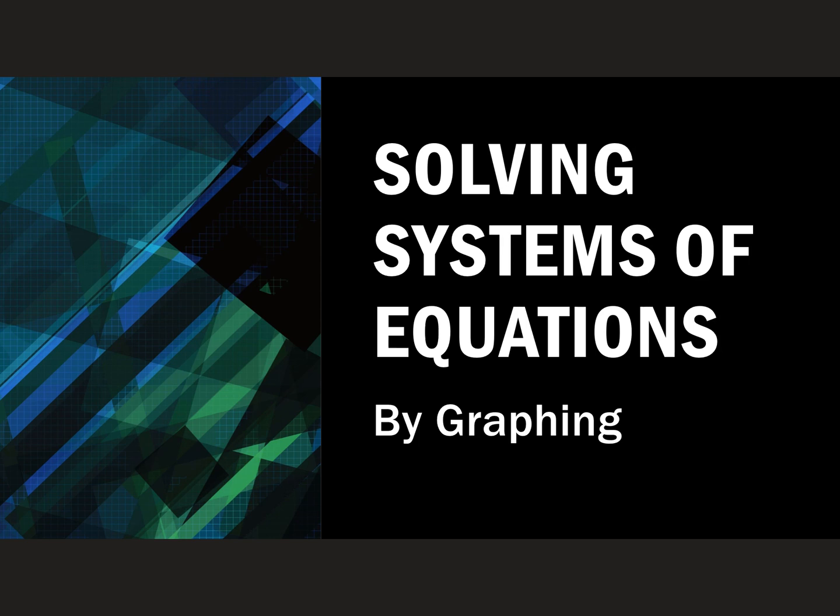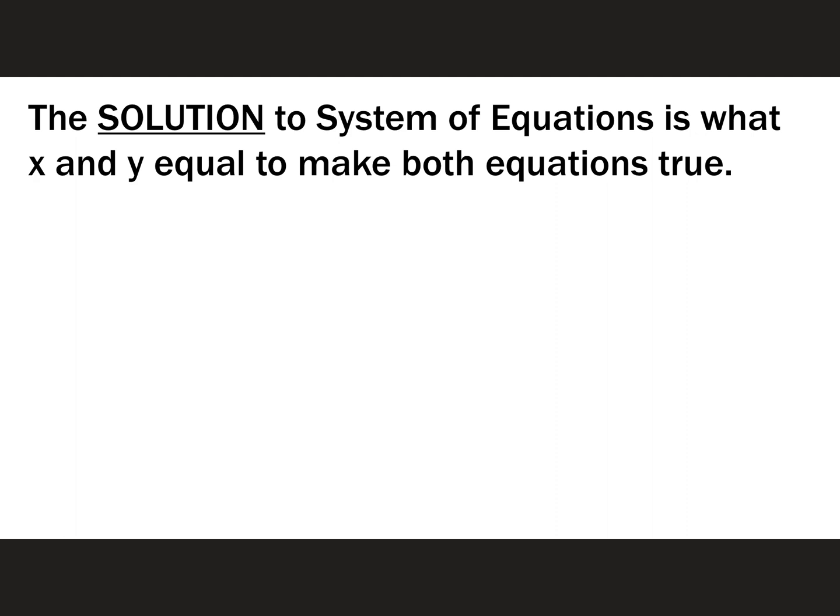Today I'm going to teach you how to find the solution to a system of equations by graphing. Now here's the deal. If you don't know how to graph slope-intercept form and standard form, you might need to go back and do that before you start on this task. Just as a reminder, the solution to a system of equations is what x and y equal to make both those equations true. And we take that x and y and we put them in an ordered pair.